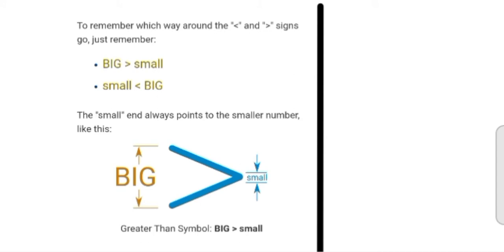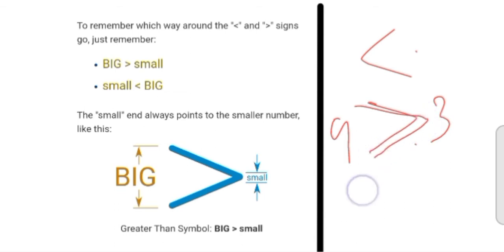Here we have an easy way to remember this sign. Because when you are writing these signs, you may confuse which is less than, which is greater than, isn't it? So the shape is a V shape. The symbol is in V shape. This is the biggest part. This is the smallest part. So the biggest part shows the bigger number. The smallest part shows the smaller number.